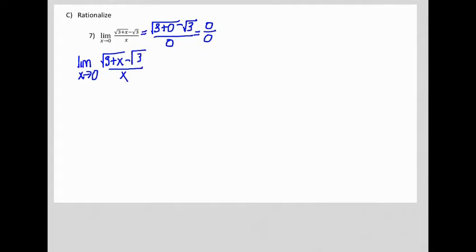The conjugate is going to be the same radical expression that we have in the top, except I'm going to change the sign in between to plus. So in order not to change the value of the function, I have to multiply the conjugate into the numerator and the denominator. Now, what's so special about the conjugate is, yes, when we multiply this out, we do have to FOIL. First, outside, inside, last.